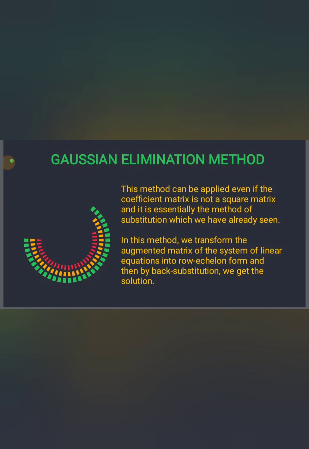Today we are going to continue with matrices and determinants from 12th maths. Let us see about the Gaussian elimination method. Let's move on to the topic, children. Now let's see what the Gaussian elimination method is.